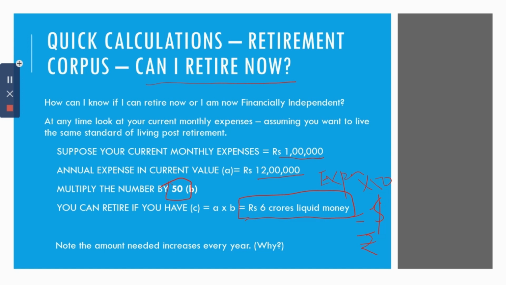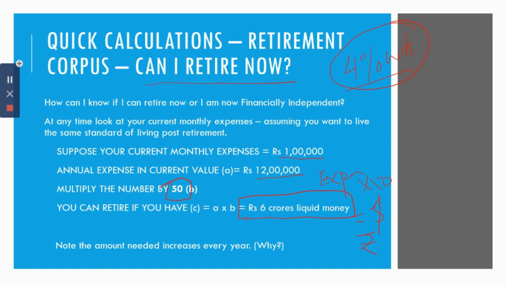See, you must have all heard of this 4% withdrawal rate formula, right? It says that if we withdraw 4% every year, then we will never run out of money, and that is sustainable.